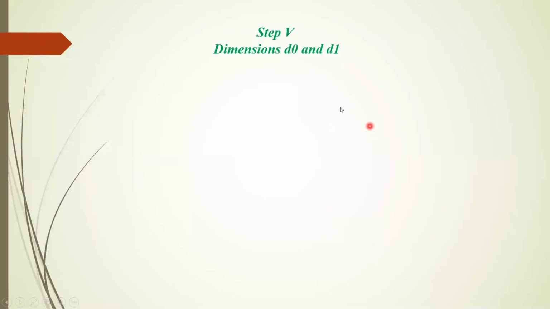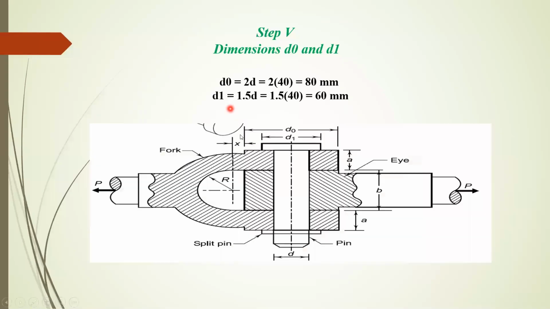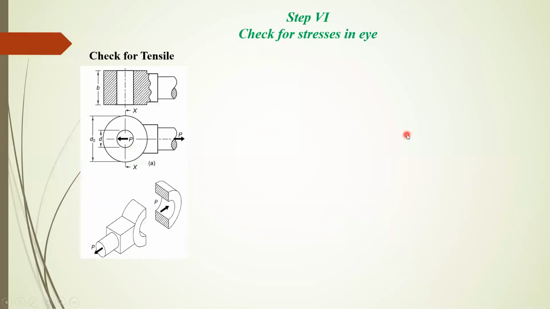Step number 5, dimensions D0 and D1, which are to be selected by empirical relations. D0 is the outer diameter, this one, and D1 is the enlarged diameter of the pin, or pin head as it is called. These are 2D and 1.5D, so D0 is 80 mm and D1 is 60 mm. This is the empirical relation we have to use.